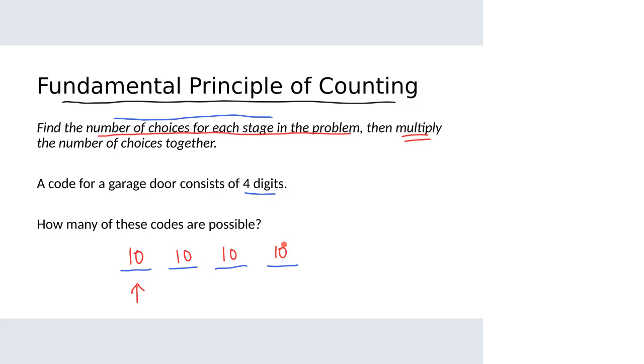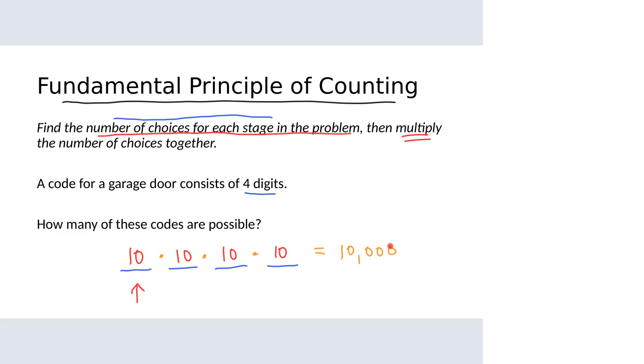If we want the total number of possibilities, we find a number for each stage and then multiply those together. And here we'll have 10 times 10 times 10 times 10, or 10,000. So there are 10,000 different possible codes with 4 digits. If you're thinking, boy, that sounds like an awfully big number.